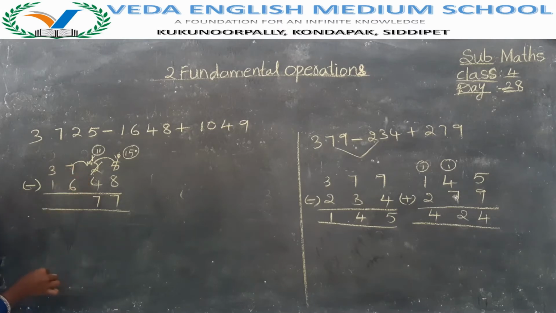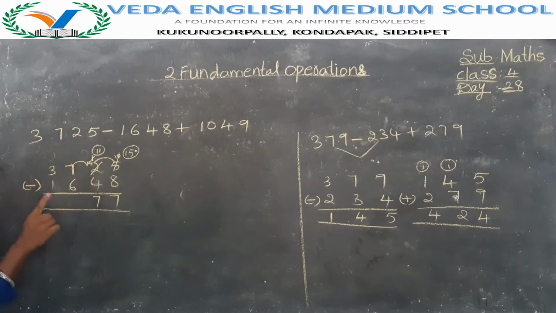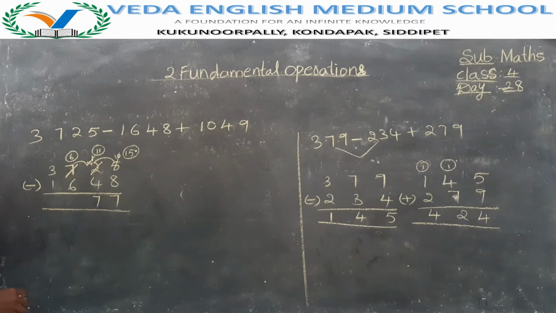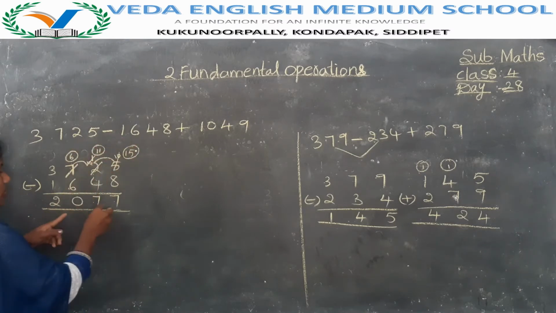Here the next number is 7. But from the 7 we have taken borrow. So from 7, if 1 decreases, what will it be? 7 will become 6. Is 6 minus 6 possible? Yes, 6 minus 6 is 0. Subtracting a number from itself. What do we get when we subtract the same number from itself? 0. 3 minus 1 is 2. So 2077. We got the subtraction of these two is 2077.